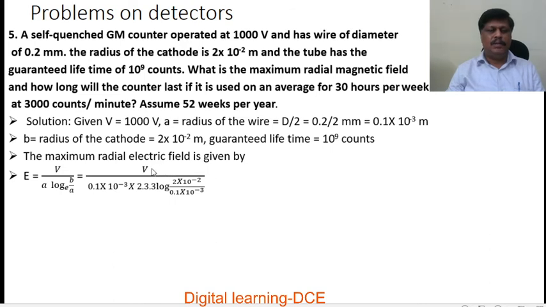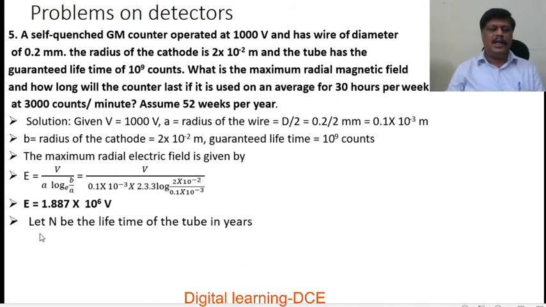So V is equal to 1000 volt, you can substitute here, and A value 0.1 into 10 power minus 3. Convert this natural logarithm into common logarithm by multiplying by 2.303, so 2.303 into log of 2 into 10 power minus 2, the B value, over the A value 0.1 into 10 power minus 3. So here substitute the value of V as 1000 volt, and after some simplification we get the E value, the electric field, 1.887 into 10 power 6 volt.